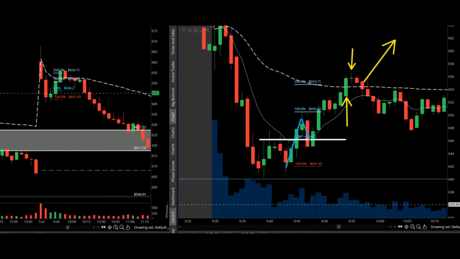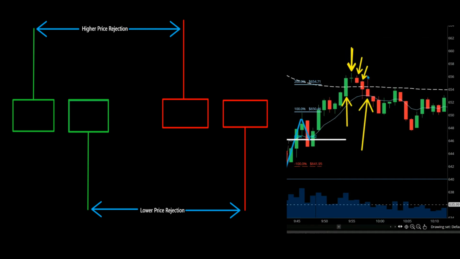But we didn't do that. We broke through, and then immediately we got a doji candle right here, which means indecision. So we're not sure if we're going higher or lower. Then we got a small red candle, followed by another red candle, followed by this very, very large pin bar. This is showing us rejection of higher prices. So let me get rid of some of these arrows.